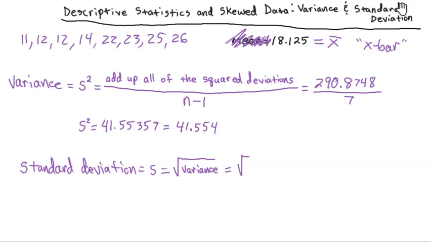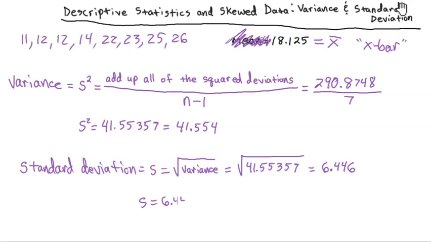And in this case, that's the square root of 41.55357. We want to use the unrounded number since we're doing a calculation on it. And so this will actually give us 6.446. And so s, the standard deviation of this data set, is 6.446.